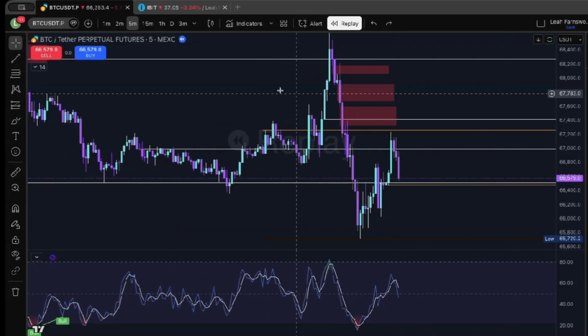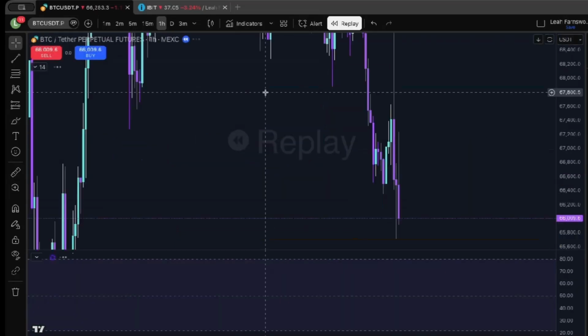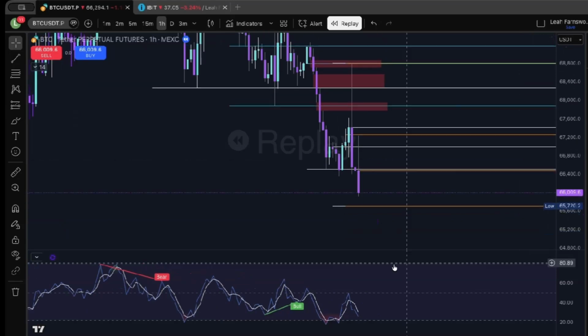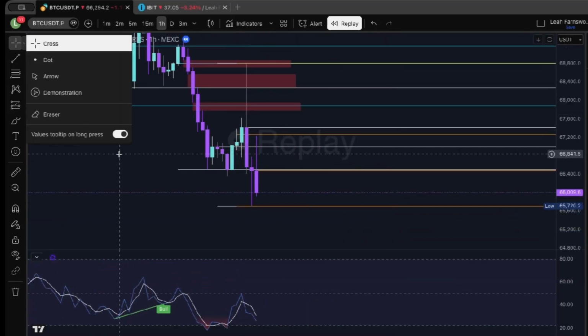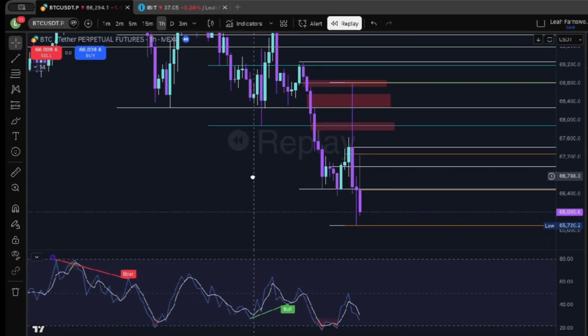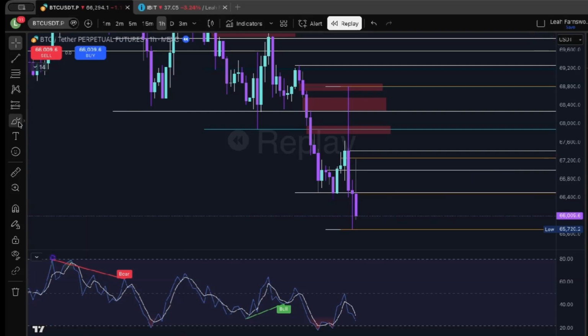So this is what to look out for with liquidity sweeps, and you'll see how wicked awesome this looks on the hourly. Look at this wick on the hourly. So this is why you move to higher time frames when you're trading, to see what happens. Hourly.